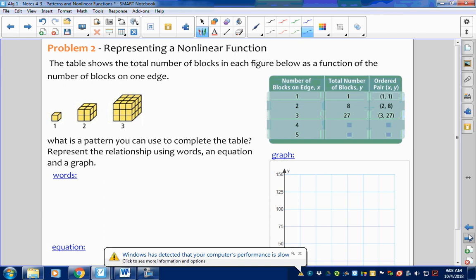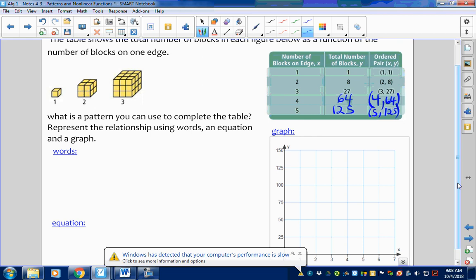So if you picture my Christmas puzzle over here, it's 4 by 4 by 4. What's 4 times 4 times 4 equal? 64. What's 5 times 5 times 5? I had a 5 by 5 by 5 cube. 125, yeah. So here are my ordered pairs. I've got 4, 64, 5, 125. Let's go ahead and graph this thing.